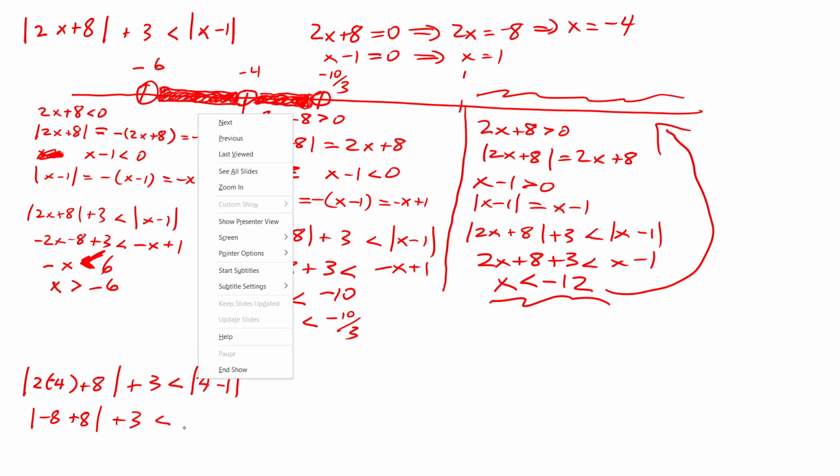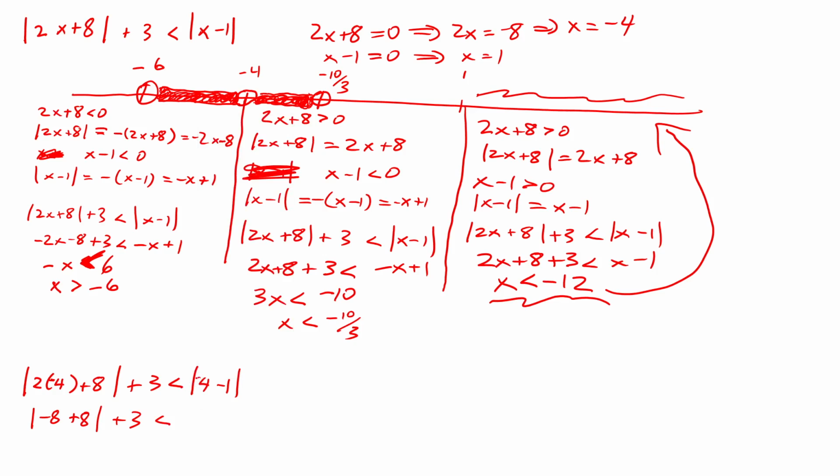this is also a negative 4. Sorry, I put 4 at the start, but that's supposed to be a negative 4, because what we're doing is we're testing that boundary value right there of negative 4. Negative 4 minus 1 is negative 5. So the absolute value of negative 8 plus 8 is like saying the absolute value of 0. So I'd be saying the absolute value of 0 plus 3 is less than the absolute value of 5, which is 5. Now the absolute value of 0 is 0, so I would be saying 0 plus 3 is less than 5. Is this true?